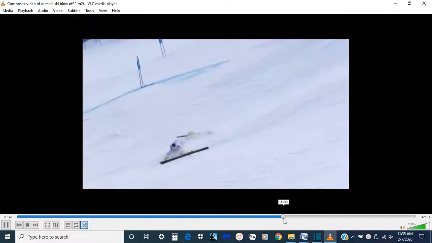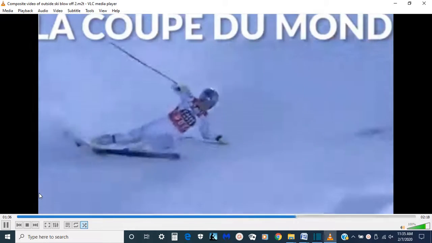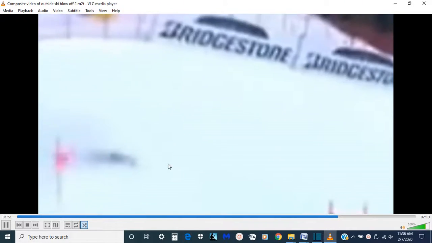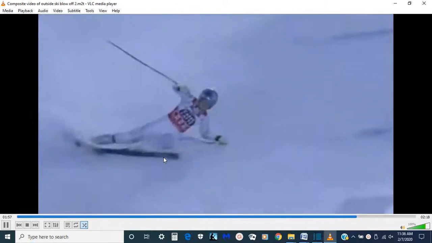Oh, this is Lindsay again. Not a different race. Leaning in too much, that ski blows off. Outside arm high, no counter rotation. Same thing, no counter rotation. Look at that, outside arm high. That ski's flopping around, bam, blows off. Whatever this is. Oh, that's Lindsey Vonn again.